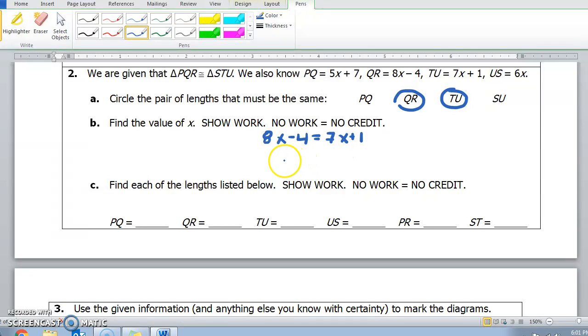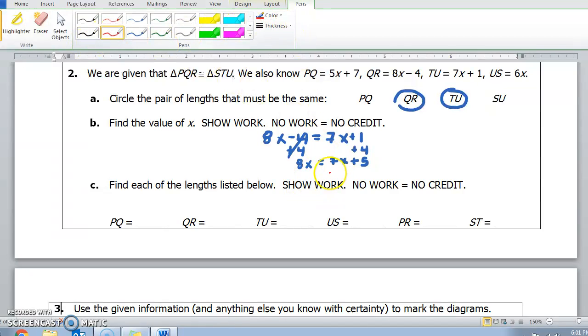Next, I want to get all of my constants on one side and all of my x terms on the other side. I have a minus 4, so I'm going to undo this minus 4 by adding 4 to each side, moving it to the other side. These will cancel, and I'm left with 8x is equal to 7x, and then I have this 1 plus 4, which is 5, so plus 5.